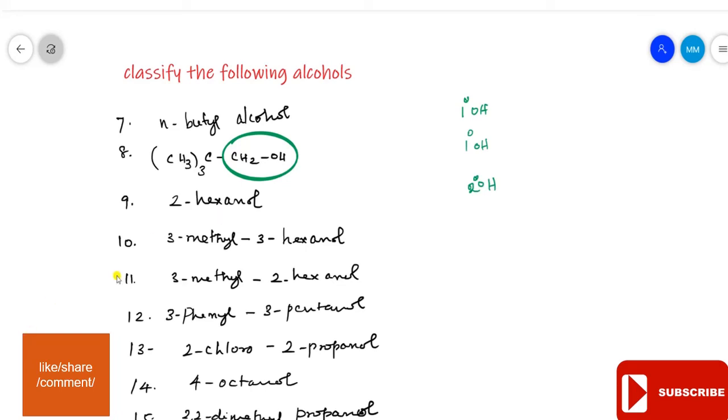Clear? And the 10th one, it is 3-methyl-3-hexanol. The ol position is 3, and at the same time that place is substituted by the methyl group. So 3-3, it is tertiary alcohol. And the 11th one, be very careful. See the position of the ol group. Here in 2-hexanol, the position of the ol is 2, and the substitution is in the 3. So is it secondary or tertiary? It is a secondary alcohol because it is 2-ol, but the substitution is in the other place.